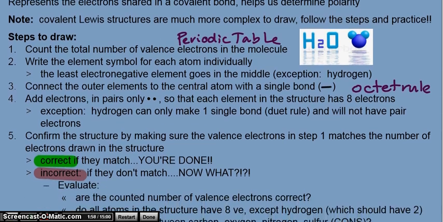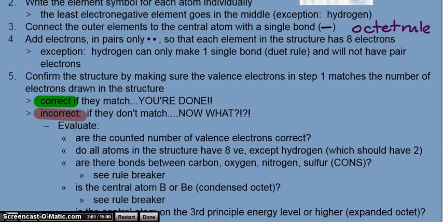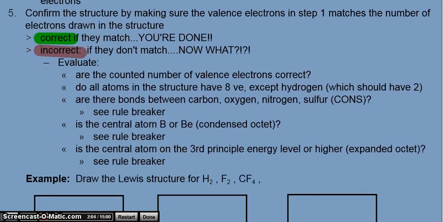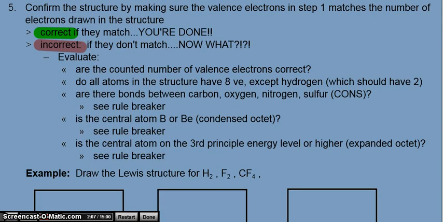There is the possibility that it doesn't match up. So now we have to do some evaluation steps. I have to make sure that I actually counted the number correctly. I want to double count and make sure that I have the number I thought I did. Then I also want to make sure that everything has 8 valence electrons except hydrogen. If both of those are true, then there are some possible rule breakers that I can use to make the set work within the rules that do exist. But we're going to start with the ones that should work out correctly.